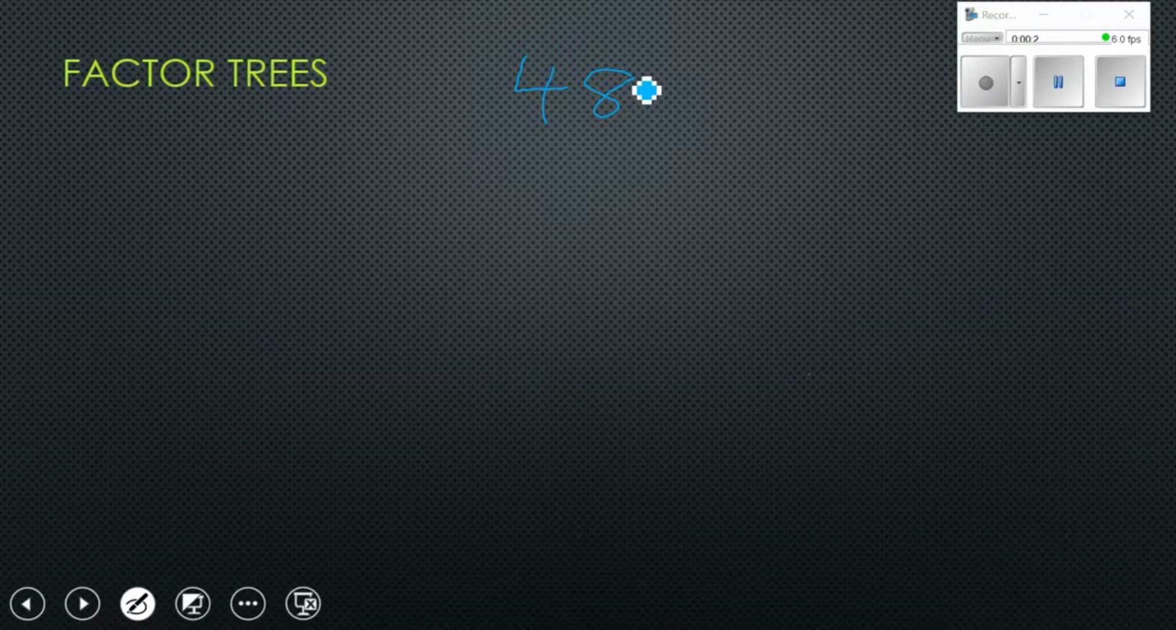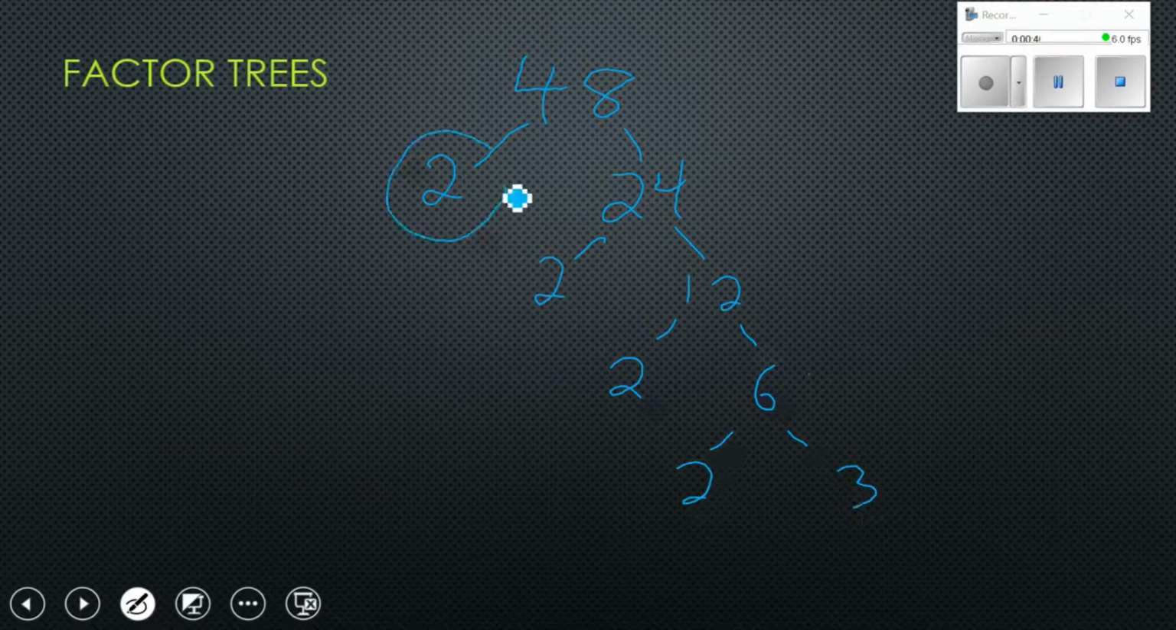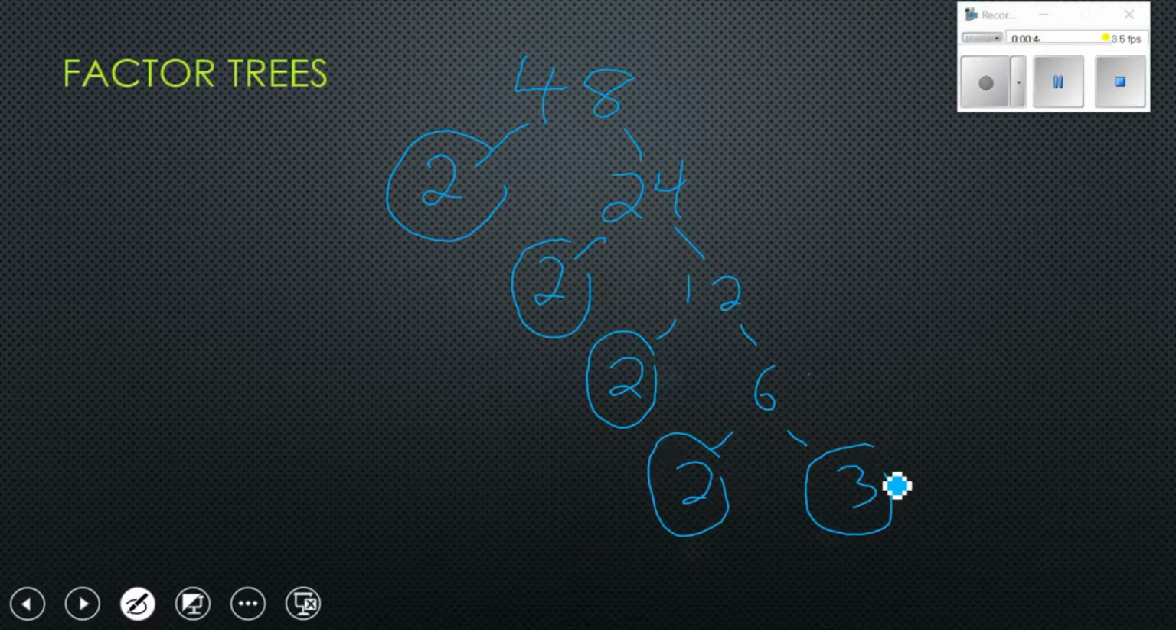to factor a number. Here, remember, we look at a number and we say this one's even, so it's divisible by 2. And we say what times 2 equals 48? Well, that would be 24. And then that's also even, 2 times 12. 2 times 6. Of course, 6 is 2 times 3. And when we look at the ends of our trees here, or branches, I should say, those are our prime factors that make up 48.